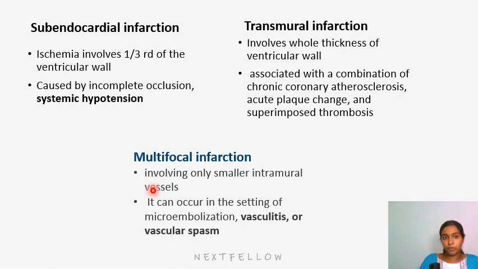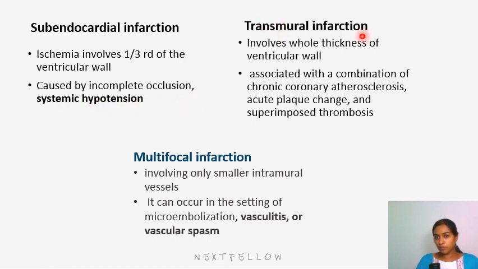So infarction can be of three types: subendocardial, transmural as well as multifocal infarctions. Coming to subendocardial infarction, here the ischemia involves one third of the ventricular wall, that is, it involves the endocardial layer. This is caused by incomplete occlusion of the vessels or systemic hypotension.